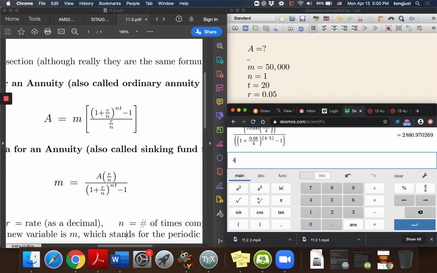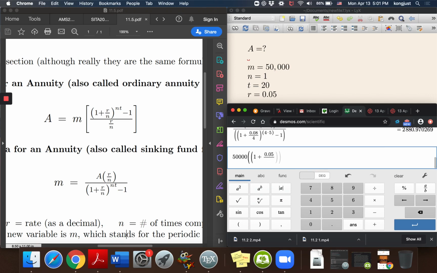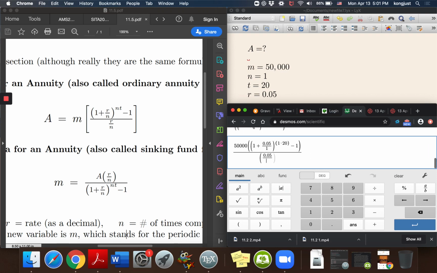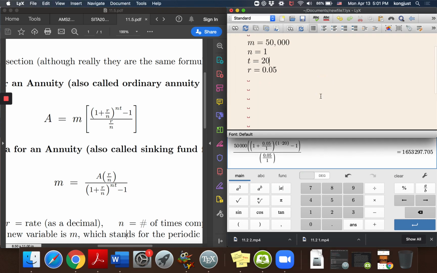So here we have 50,000, parentheses, 1 plus 0.05 divided by 1 this time, to the, in parentheses, 1 times T, which is 20. I don't really need the 1, but I just put it there because it's easier to follow that way. And then I close off the numerator parentheses, and then I divide by the denominator, which is, again, in its own set of parentheses, 0.05 divided by 1. Okay, and there it is, 1653297. So I just solved it.